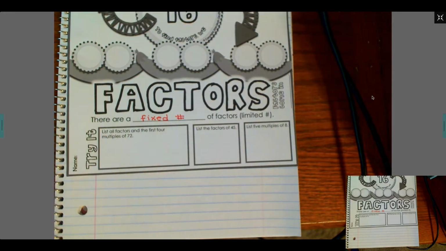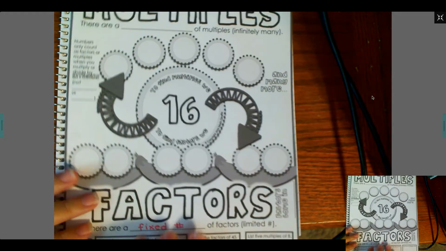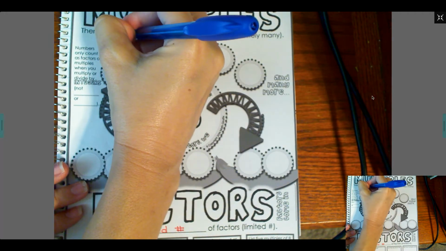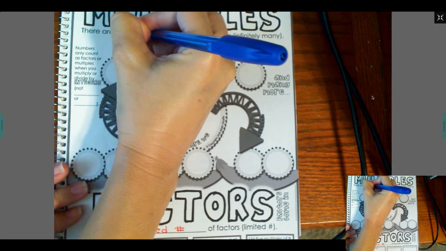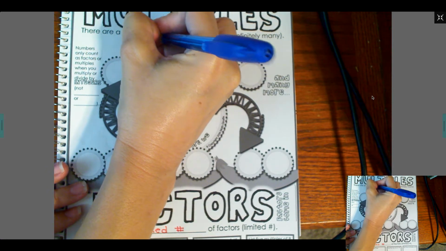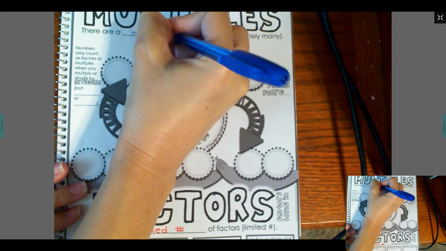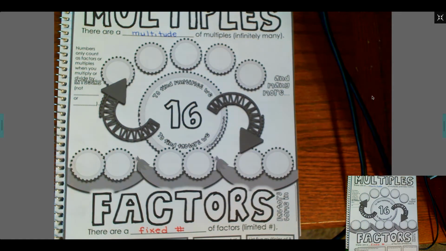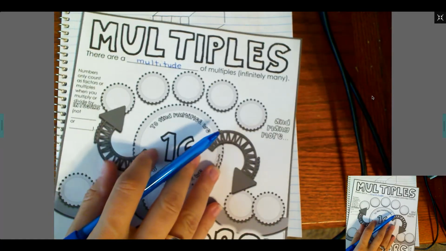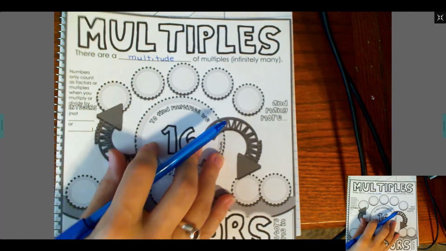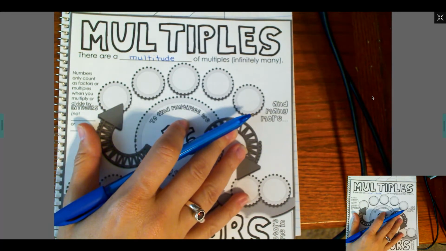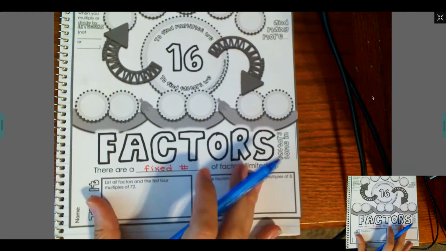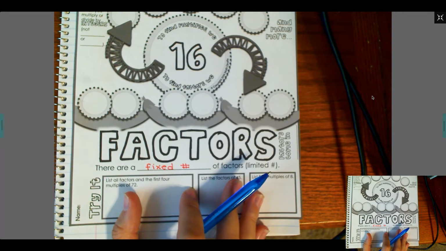As opposed to, and I'm going to switch to blue for multiples, there are a multitude of multiples. I love alliteration. It really helps me to remember things. There are a multitude of multiples, meaning there are infinitely many. I could multiply the number 2 multiple times. I can multiply it by any other number in the number system and still come up with a multiple of 2. So there are a multitude of multiples while there are a fixed number of factors.